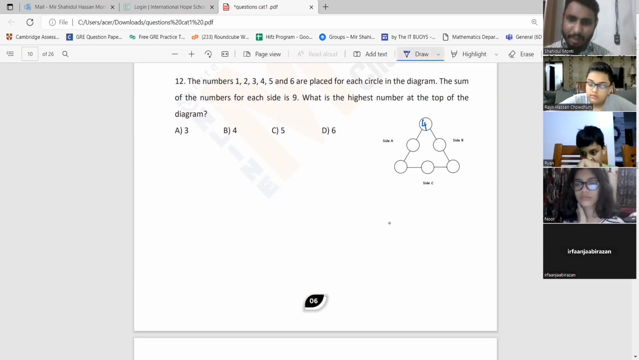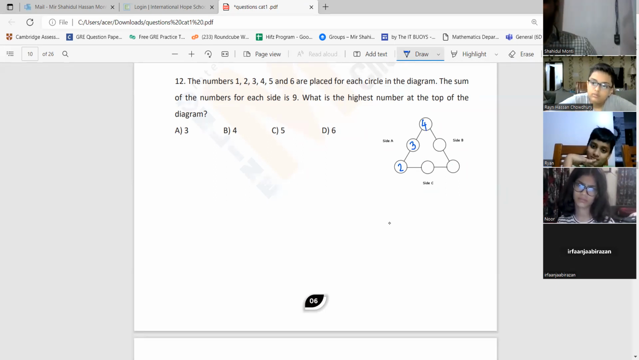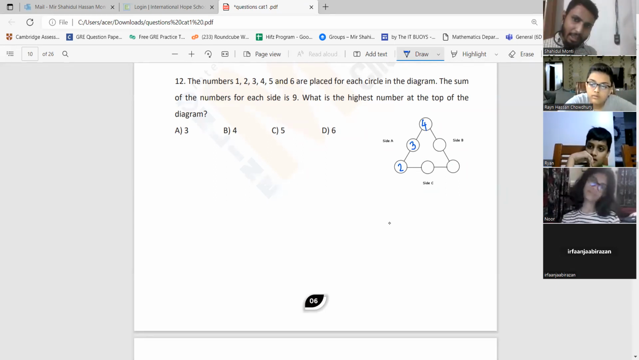The problem is we have to make this side 9. So I have 4 here, and I have 5 left. So I need to put a 2 here and a 3 here. Am I right? 4 plus 3 is 7, 7 plus 2 is equal to 9. So I have to make 9 on this side, and I have to make 9 on the other side also.